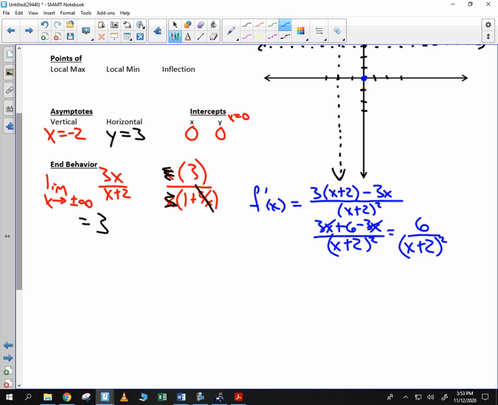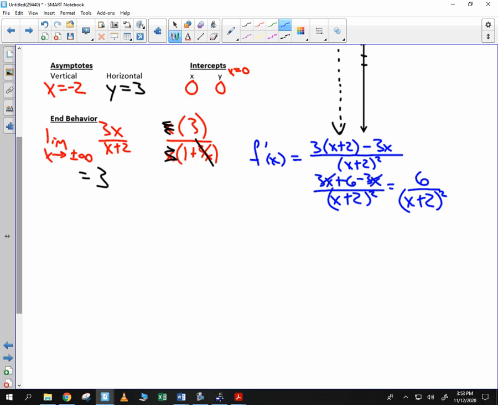Now, what's interesting about this is the top is never equal to 0. The bottom is equal to 0 at -2. So that would be the only spot that you would check for a number line test. We're not going to look at the graph. We're going to consider the number line test. But consider this value. The bottom is always positive, and the top is always positive.